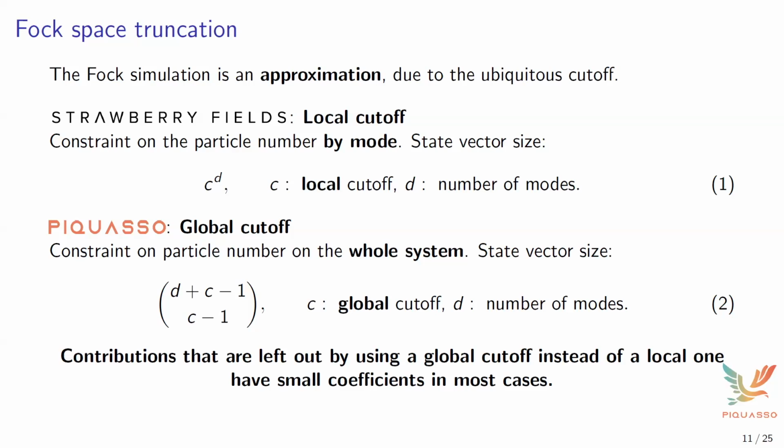But what we implemented is a global cutoff, which means that we cut off the particle number for the whole system, which yields smaller vector sizes in general. And the argument is that we store less information in a sense, but this is more relevant information. So it has a higher probability if we use a global cutoff. So the contributions that are left out are not relevant. That's the point.